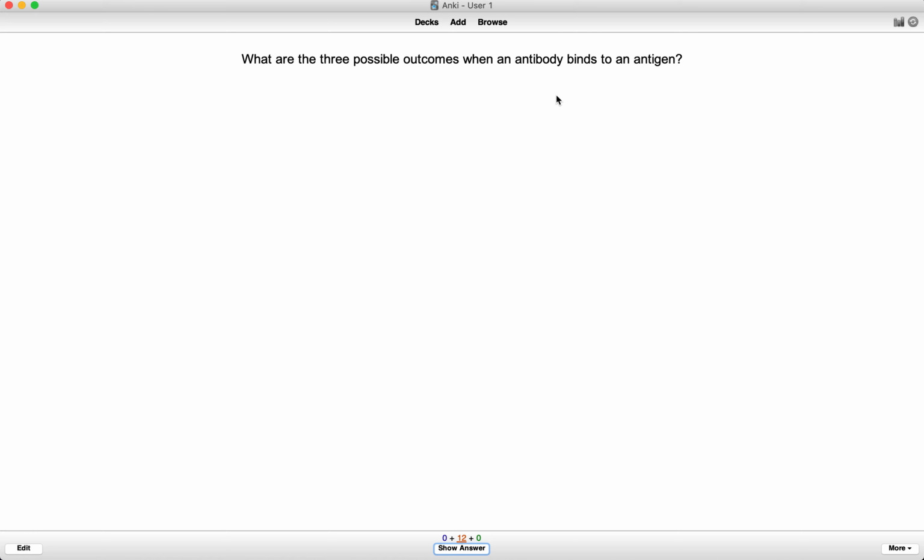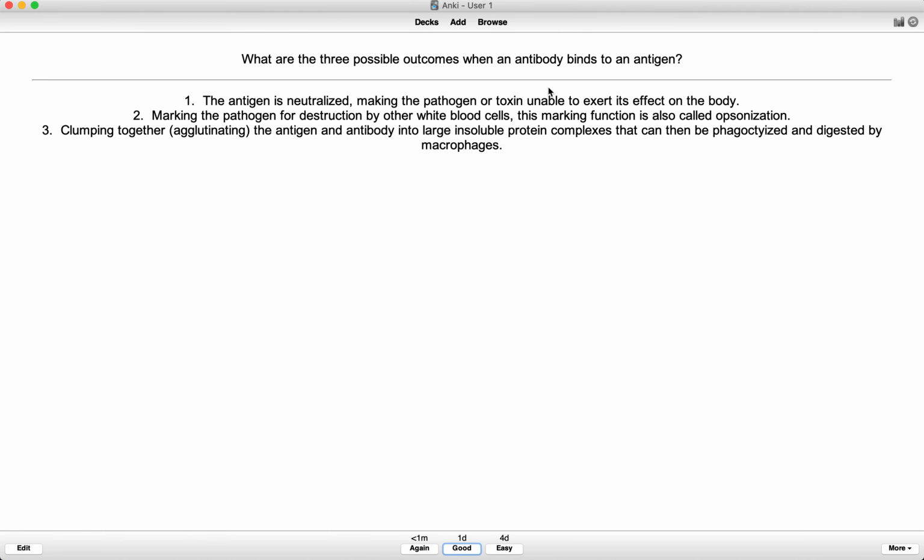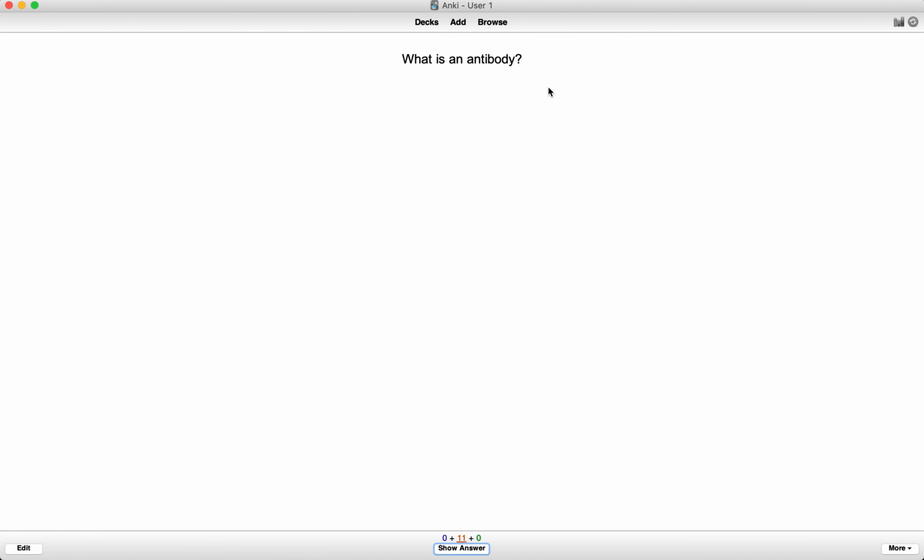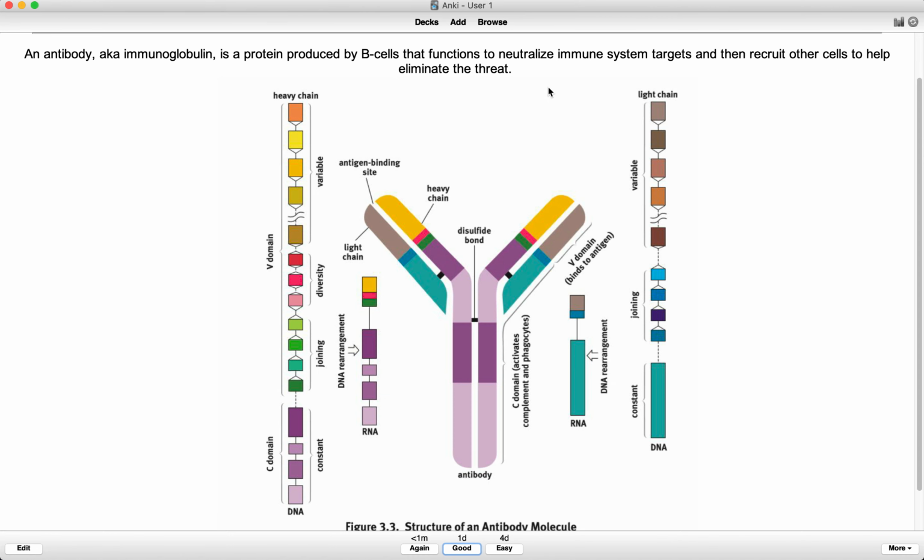Opsonization, agglutination, and neutralization. Antibodies are produced from B cells, and antibodies recognize antigens and recruit other immune cells to attack them.